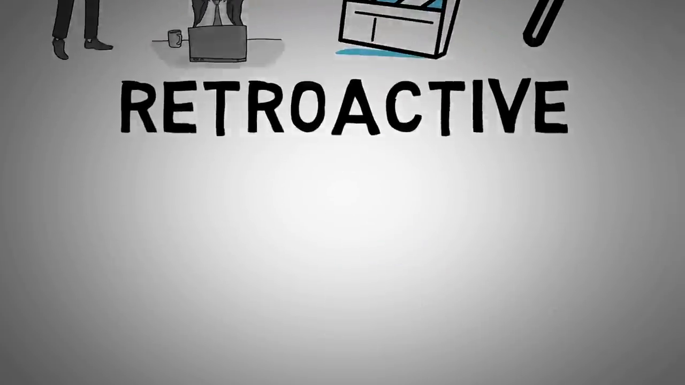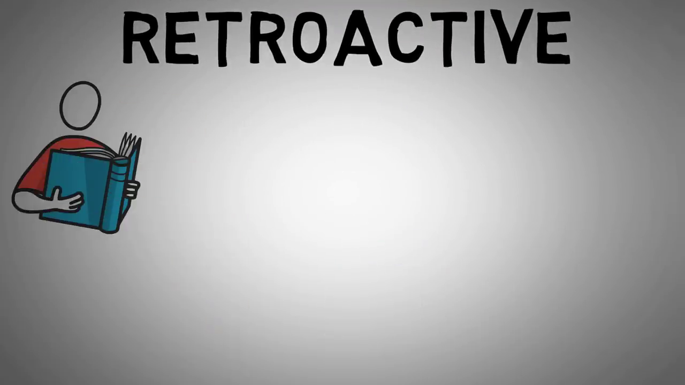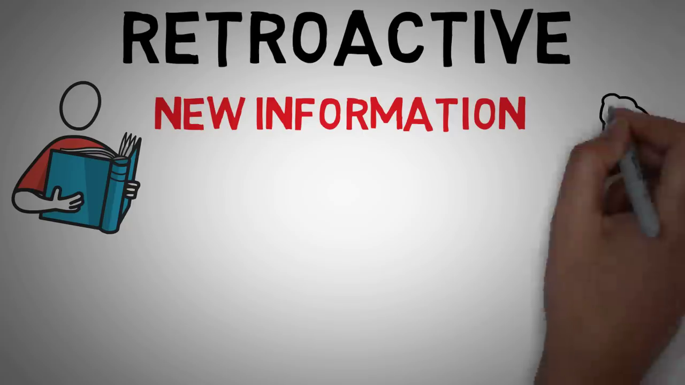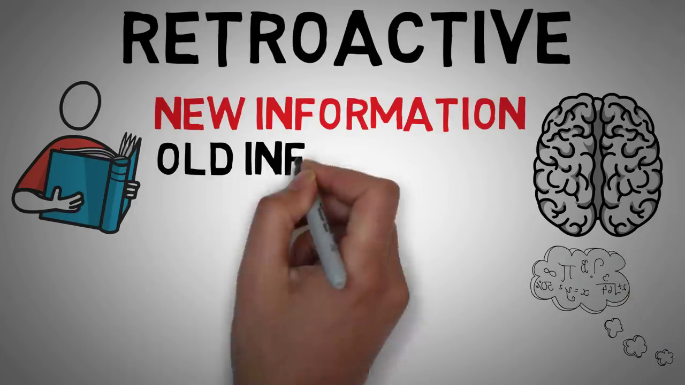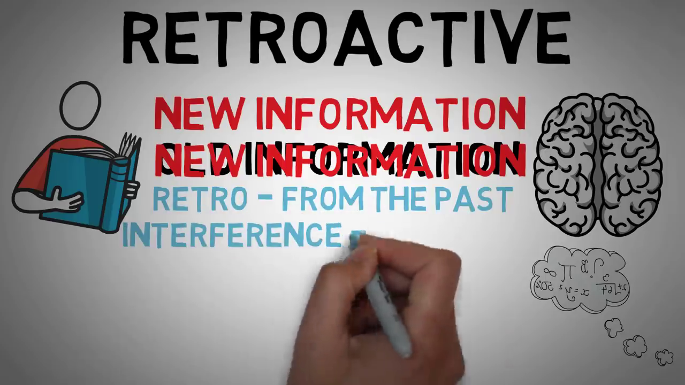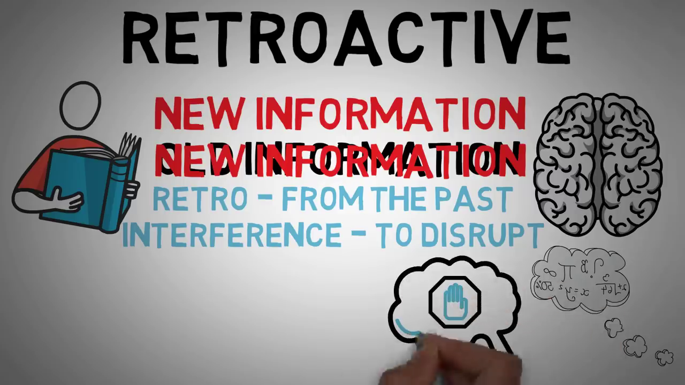What is retroactive interference? Well, retroactive interference occurs when new information interferes with your ability to recall old information. Things that are more recent and fresh are easy to remember, but old information feels far away, even if you spent some more time learning it. In short, retroactive interference is when you can't remember older stuff because you've learned something new that seems to have overwritten it. You can remember this because retro means from the past, and interference means to disrupt. So basically, you are disrupting memories from the past.